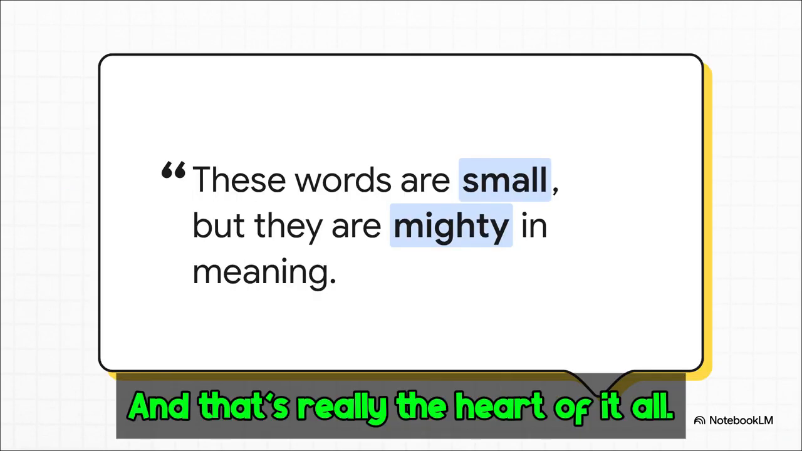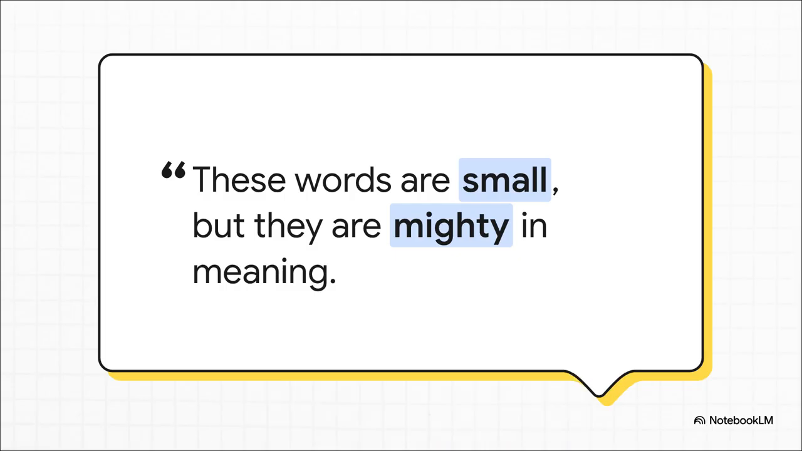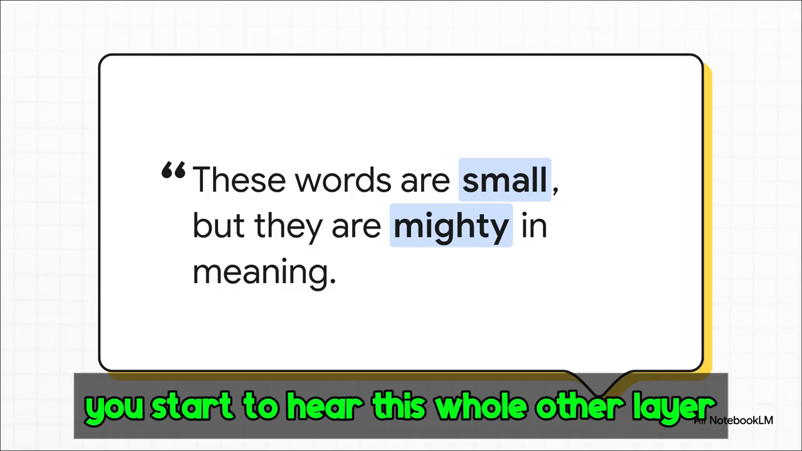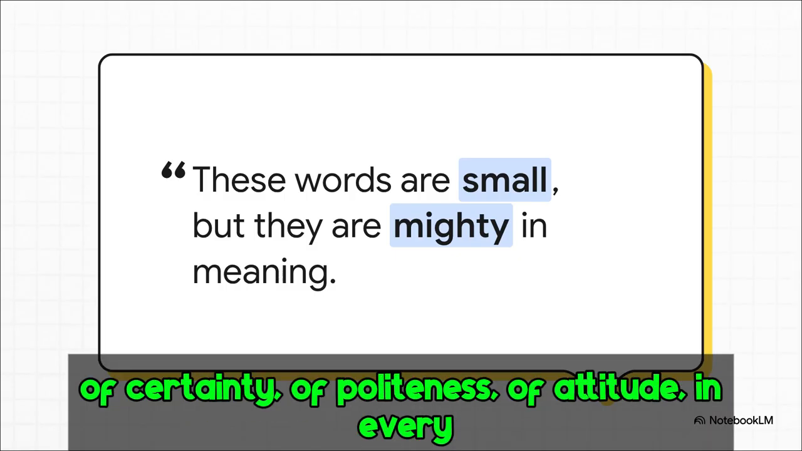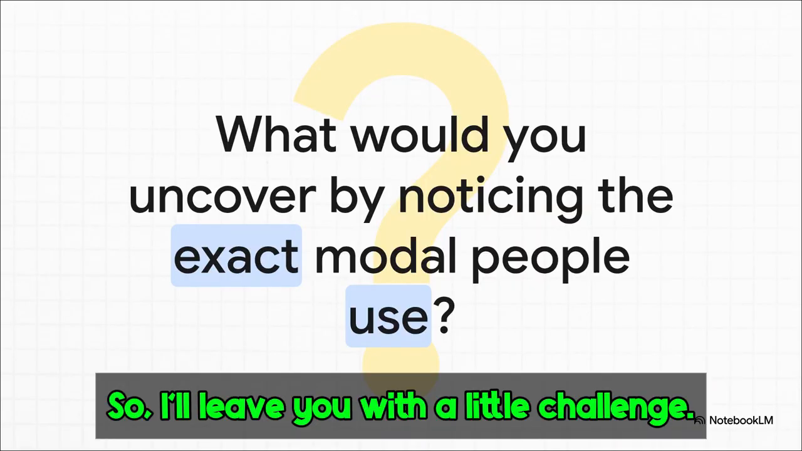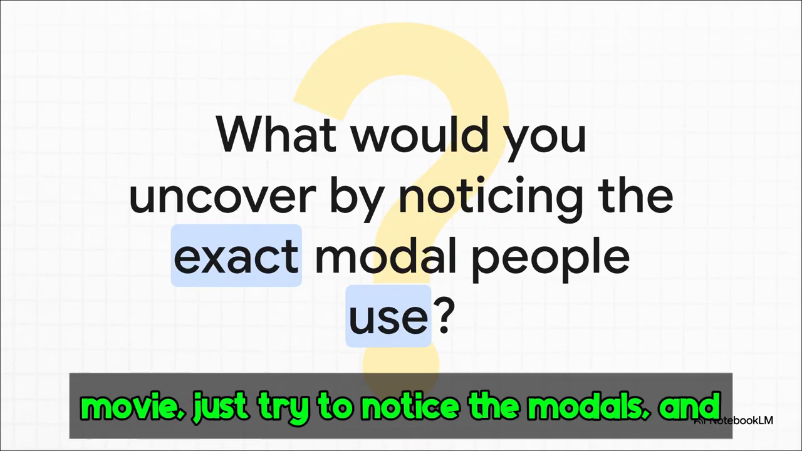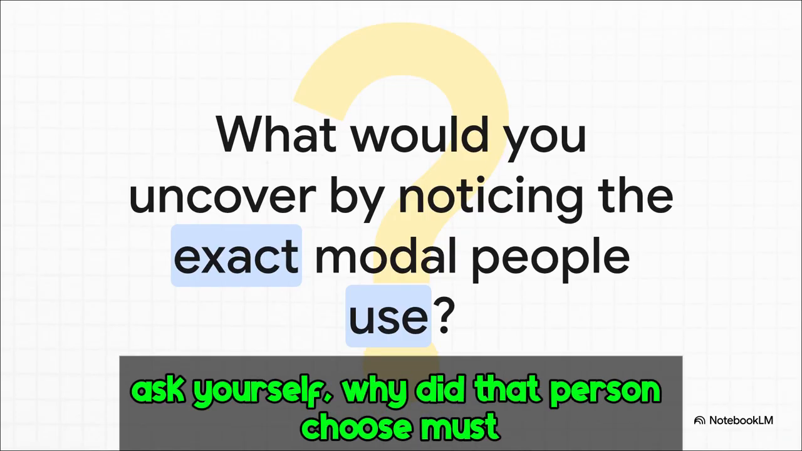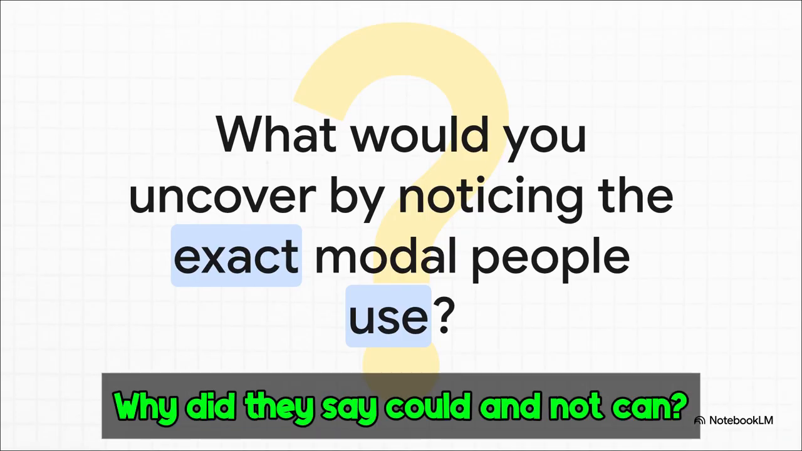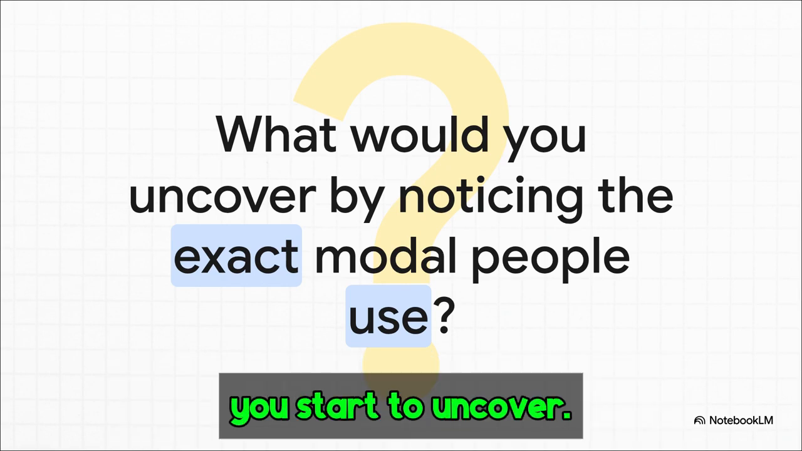And that's really the heart of it all. They're just small words, I know, but they are absolutely mighty. When you start really paying attention to them, you start to hear this whole other layer of certainty, of politeness, of attitude in every single conversation. So, I'll leave you with a little challenge. The next time you're in a conversation, or listening to a podcast, or even watching a movie, just try to notice the modals and ask yourself, why did that person choose must instead of have to? Why did they say could and not can? You will be amazed at the hidden meanings you start to uncover.